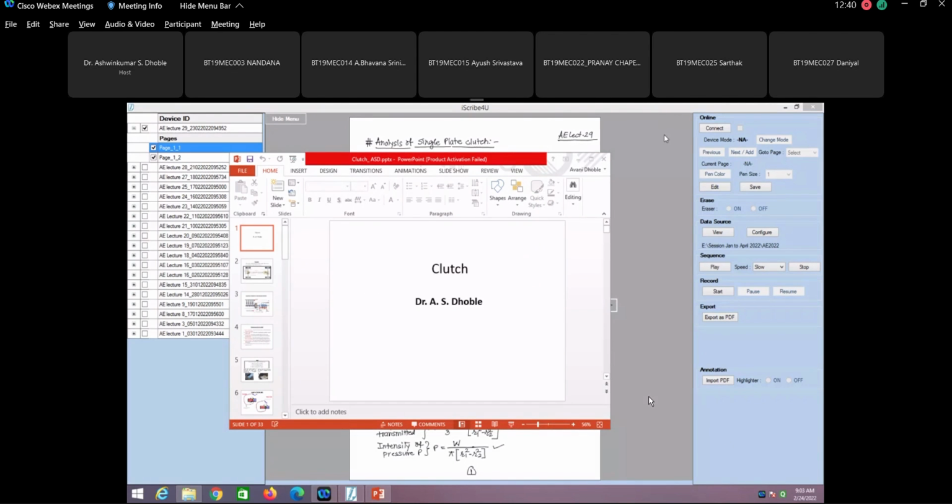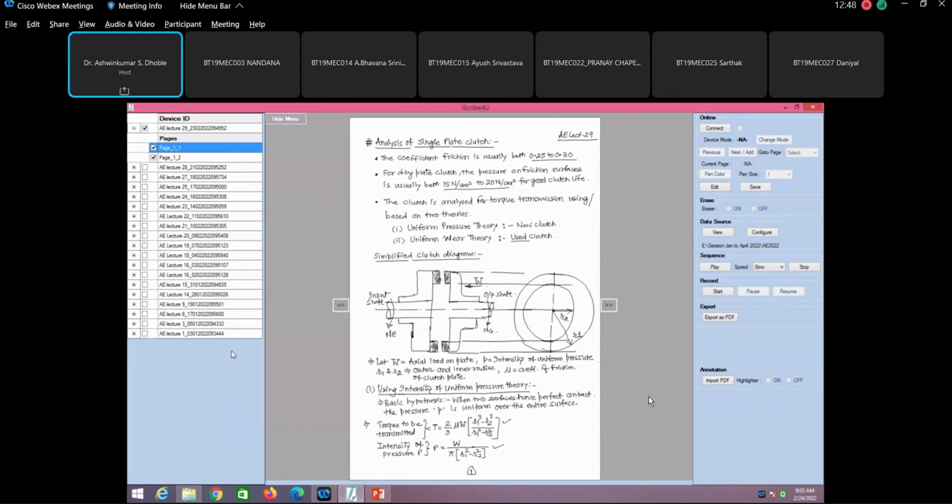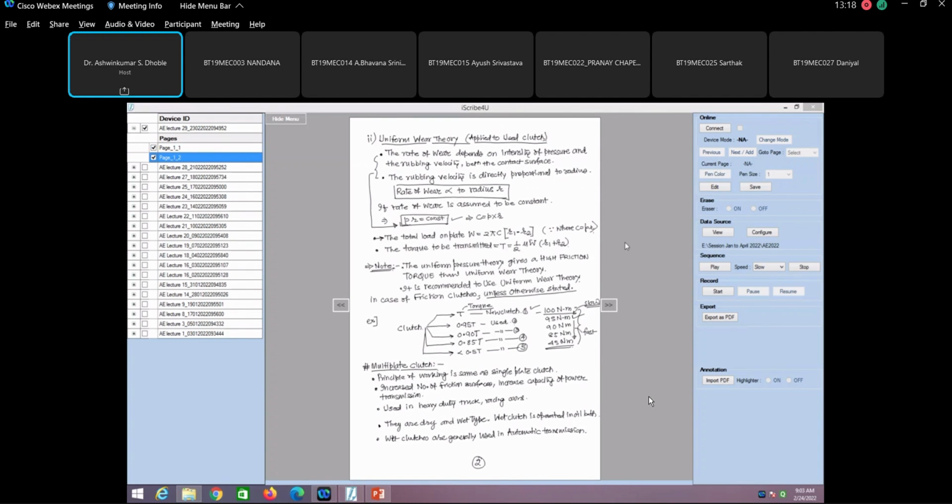So today we will discuss the multi-plate clutch. What is a multi-plate clutch? In the last class we discussed the analysis of a single plate clutch, where we saw that there are two theories which can be used for finding the torque to be transmitted with a single plate clutch. The first is uniform pressure intensity, the other is uniform wear intensity.